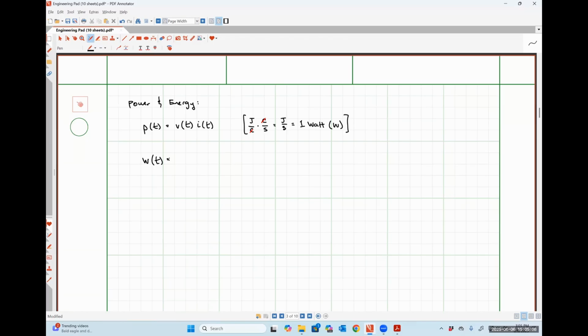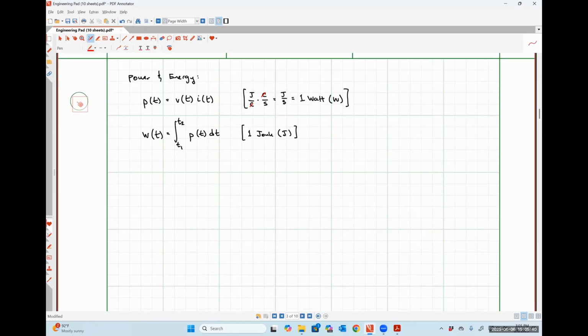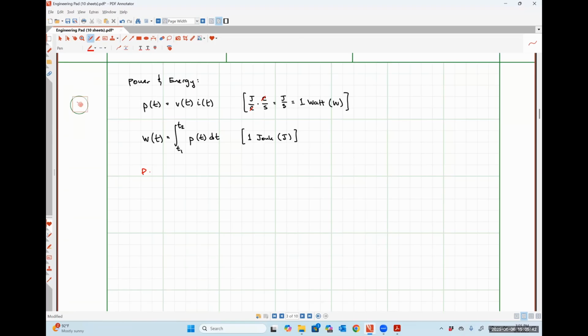W, is going to be defined in this class as simply the integral from one point in time we're interested in to some second point in time we're interested in of power with respect to time, where the units of energy are a fundamental unit. So we're going to have just the joule, symbol J, okay?